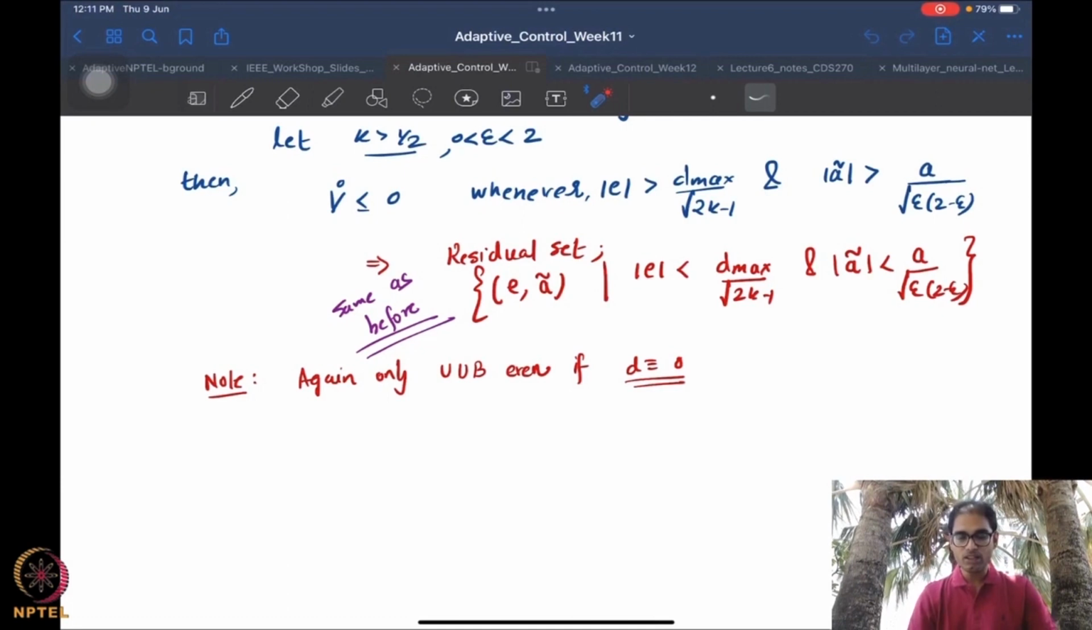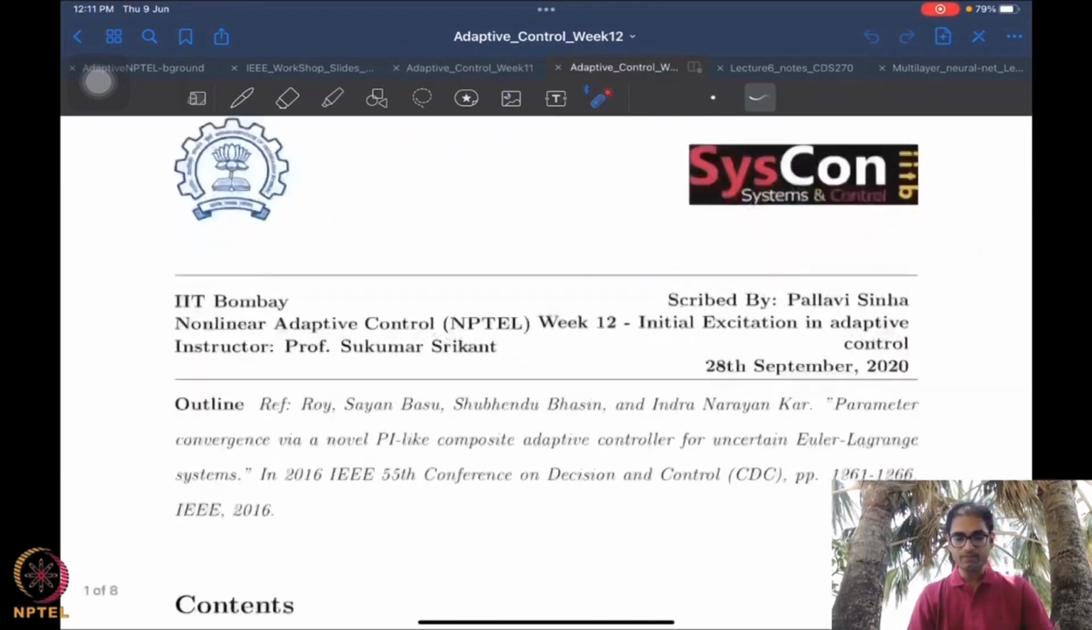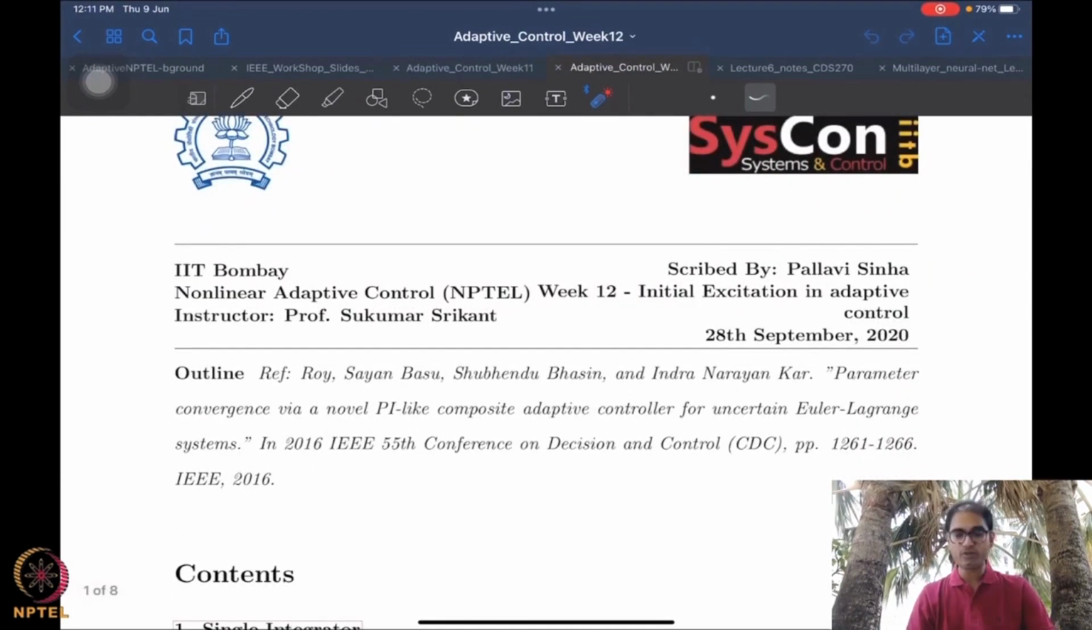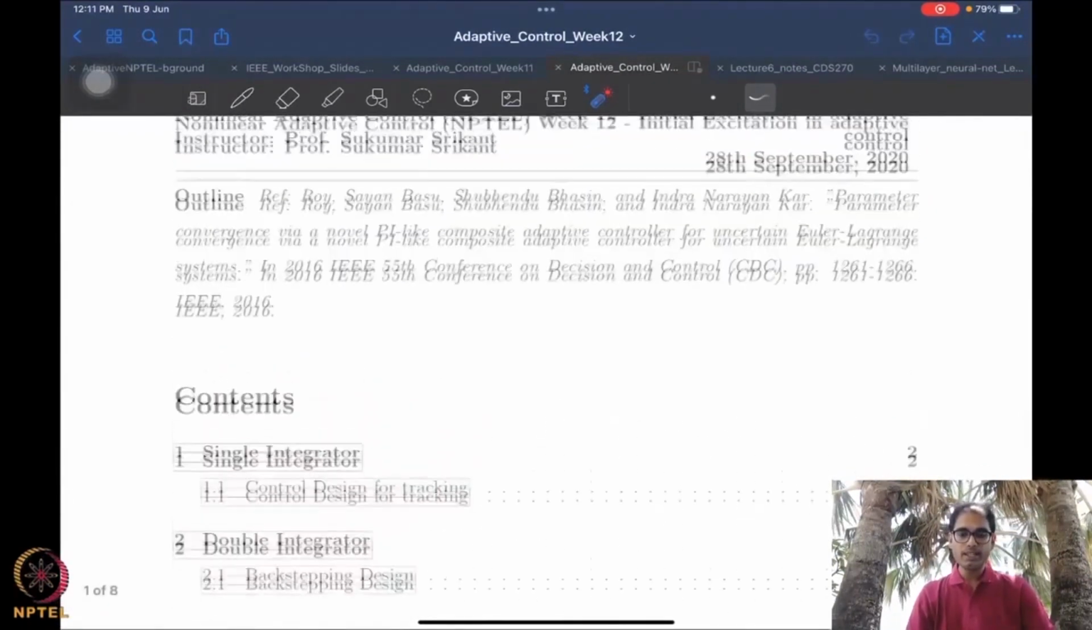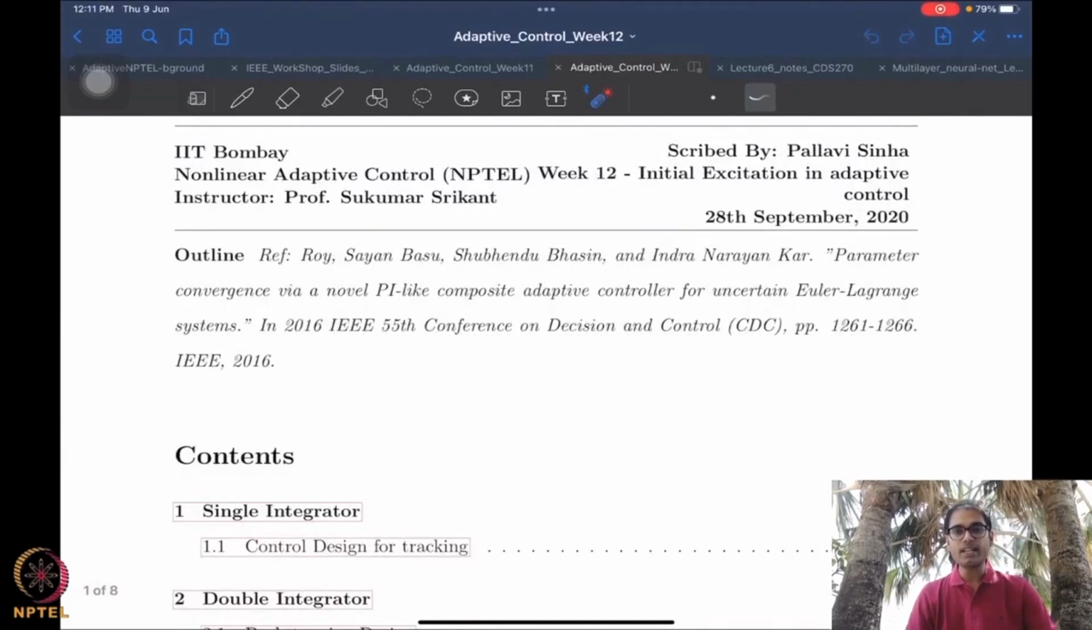in adaptive control. One of the first topics that we want to do, and this is where we will start today, is basically initial excitation based adaptive control. Now, as you can see, this is pretty recent work. And so one of the issues in adaptive control is parameter convergence, or parameter learning, as you would say in modern terminology.